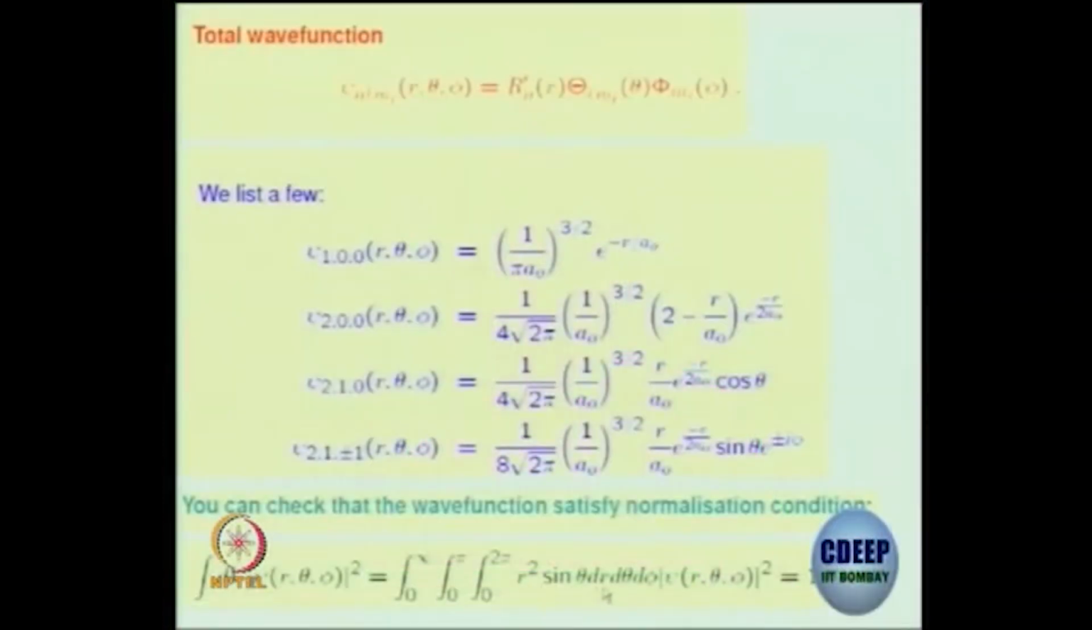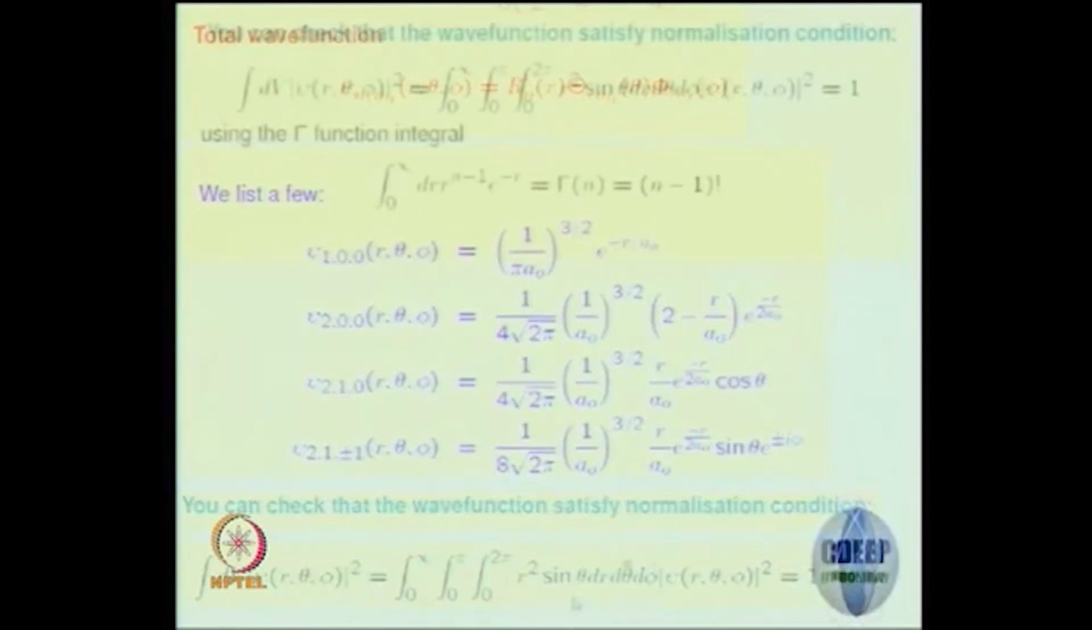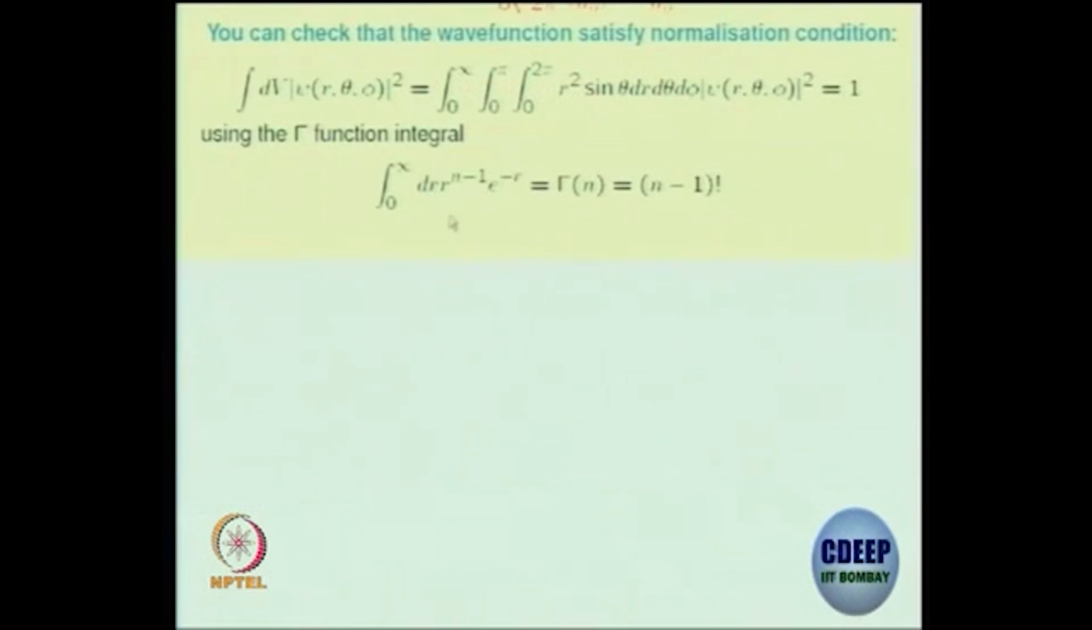Also verify the normalization condition, which is the integral of dV, which is r squared sin theta dr d theta d phi, and limits are theta from 0 to pi, phi from 0 to 2 pi, and r is from 0 to infinity. And you can also use these gamma function integrals. This data and all will be given in the question paper if it is required.